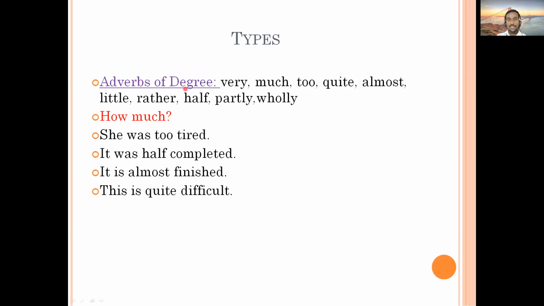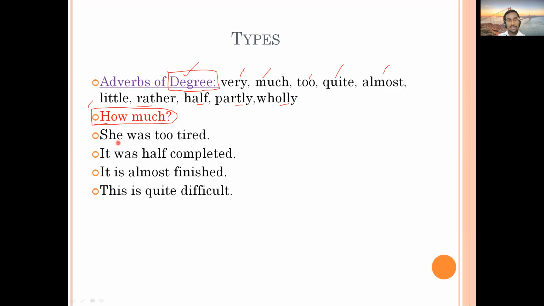On the next slide we have another type, and this type is adverbs of degree. Degree talks about proportion, praman, किती प्रमाणामध्ये. Here you can ask the question with how much, and some examples are very much, together also very much, too, quite, almost, little, rather, half, partly, wholly. These are some of the adverbs of degree which talk about proportion, or maybe extent also, that you can use.